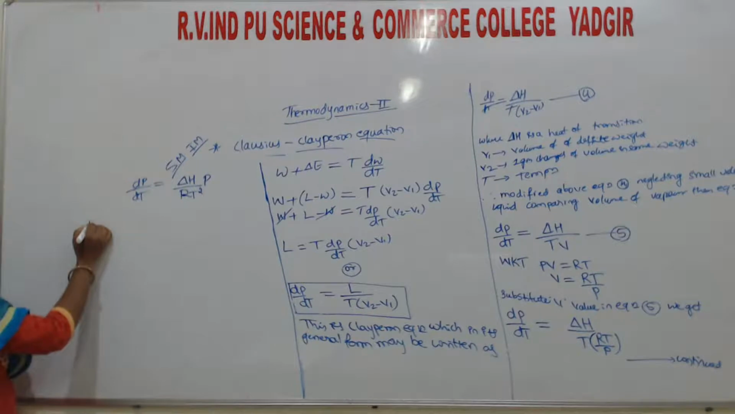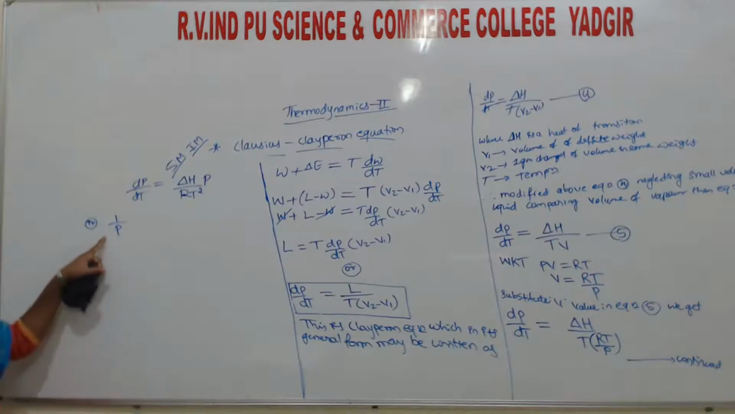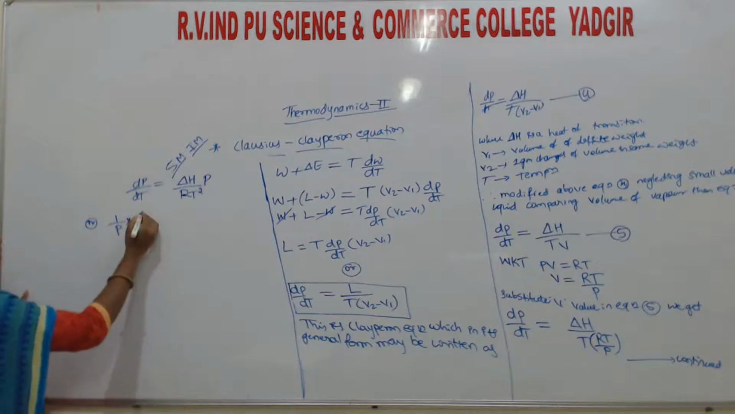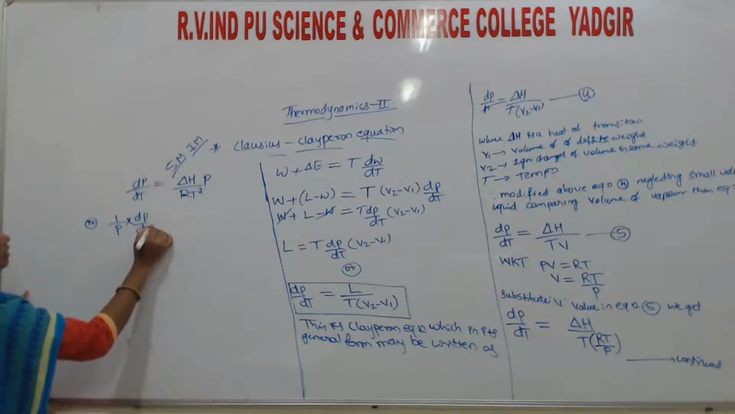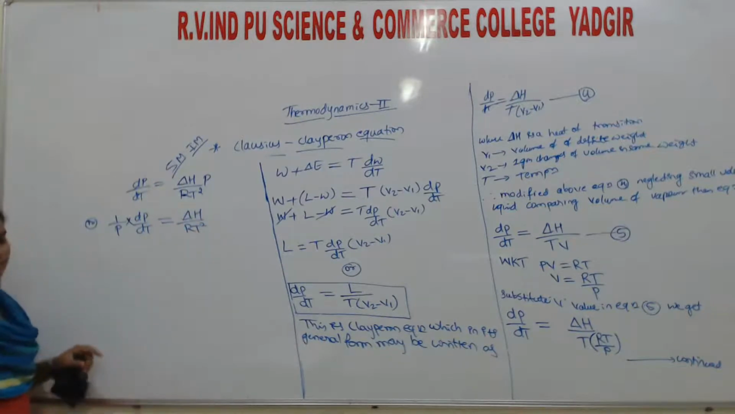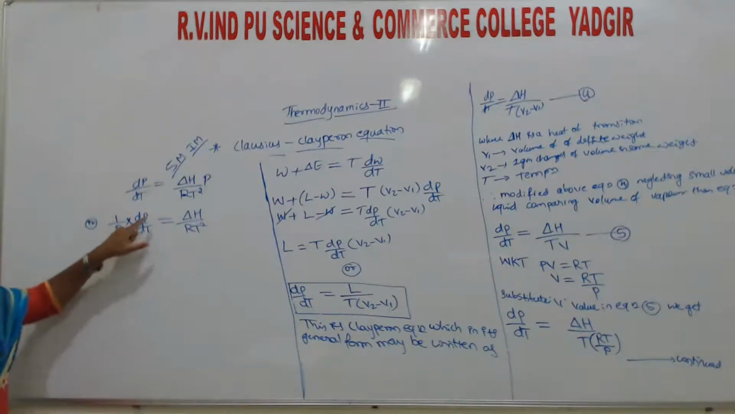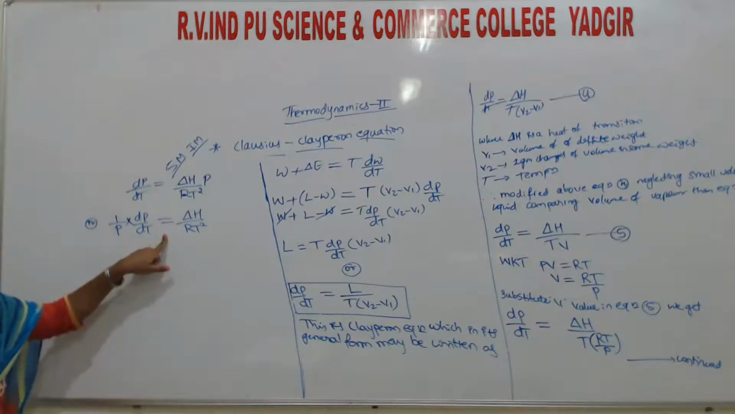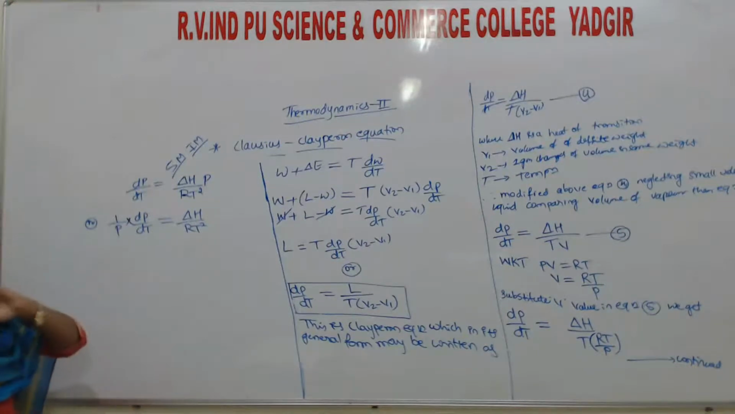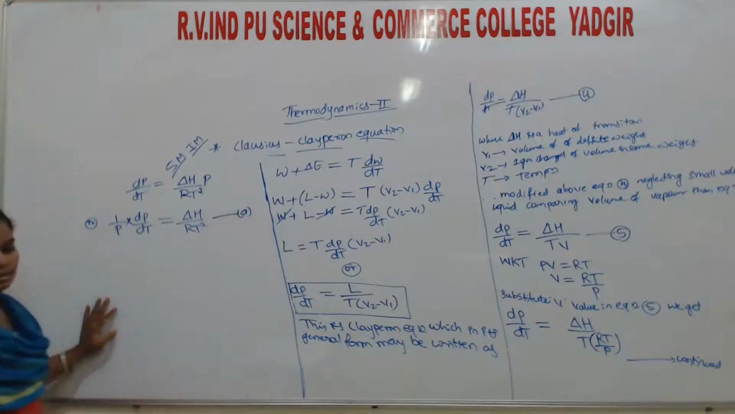Or write it over, taking 1 by P to this side: 1 by P multiplied by dP divided by dT is equal to the remaining delta H divided by RT square. Taking P to this side, 1 by P multiplied by dP divided by dT is equal to delta H divided by RT square. Consider this equation E.